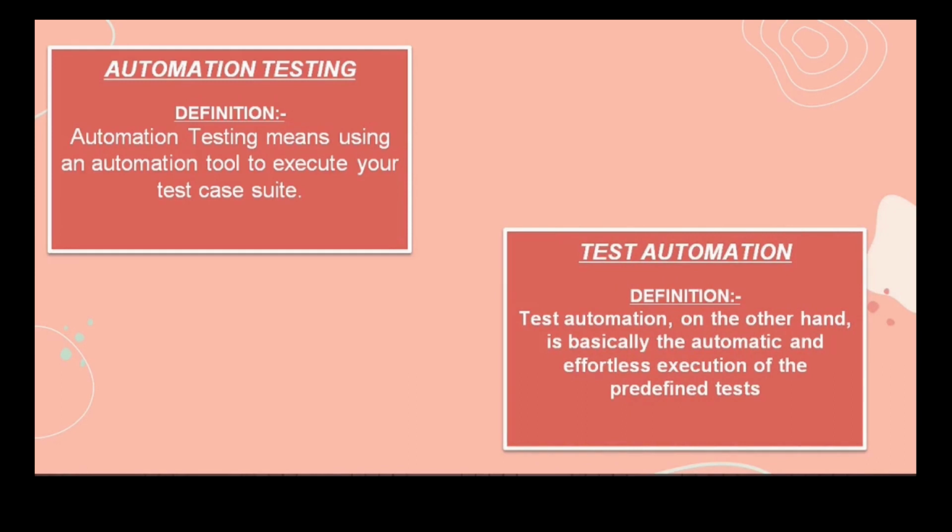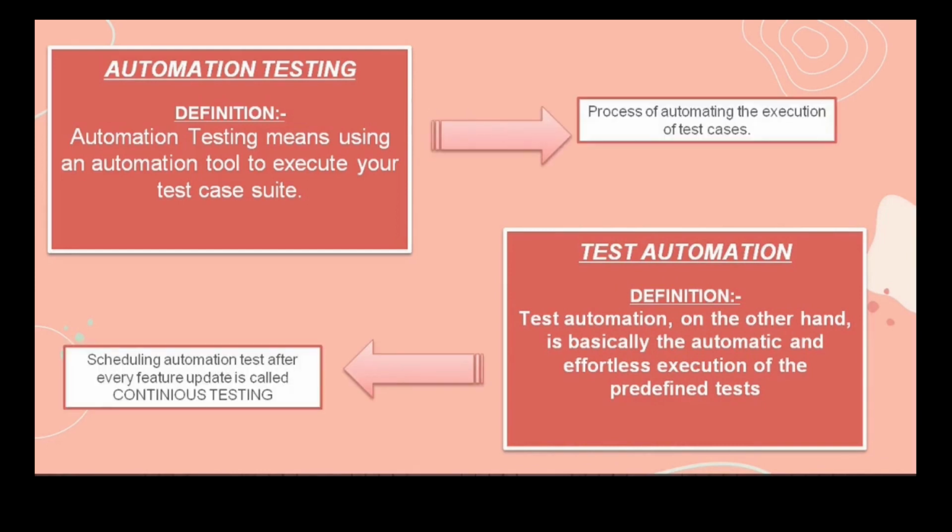Test automation, on the other hand, is basically the automatic and effortless execution of predefined tests. Automation testing involves the process of automating the execution of test cases, whereas test automation involves continuous testing. That is, we need to schedule automation tests after every feature update. That is called test automation. Let me take up an example. It will be very easy.